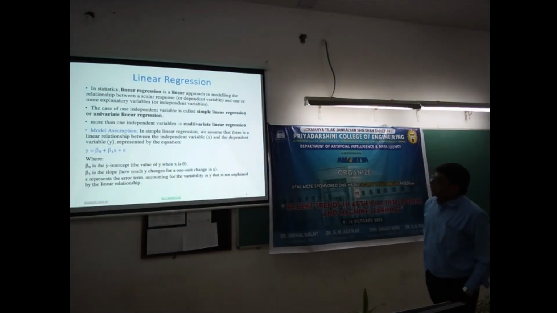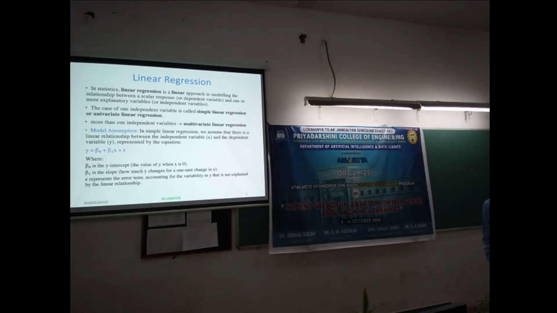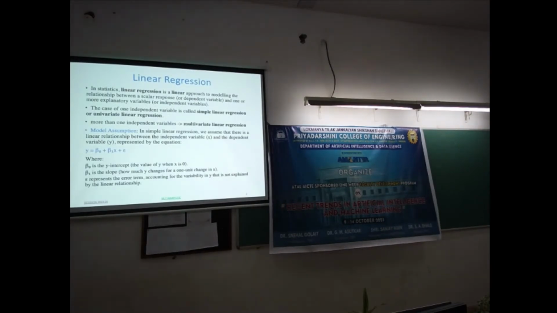If you have a single input variable or independent variable, then it is called simple linear regression. And if you have multiple independent variables on which your output depends, then that is called multivariate regression, because there are multiple inputs. Single input is simple regression, multiple inputs is multivariate regression. Now there are some assumptions about this model. In simple linear regression, we assume that there is a linear relationship between the independent variable x and the dependent variable or output variable y.